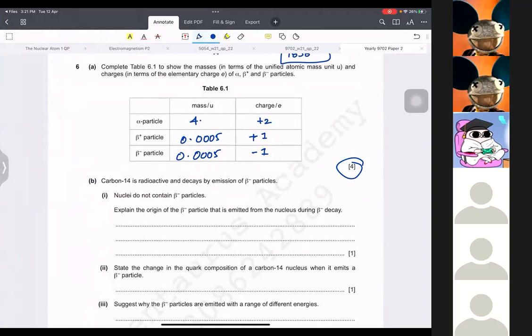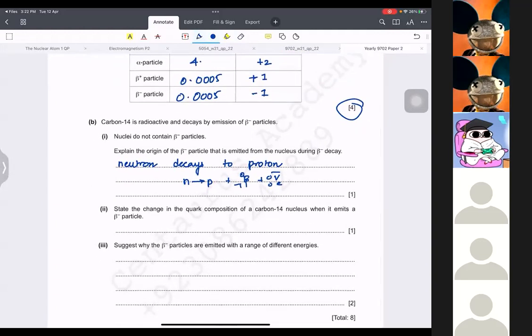So basically the origin is that you need to understand always in beta minus a neutron decays to a proton. Whenever a neutron changes to a proton, it gives you beta minus plus an anti-electron neutrino. Do remember that. Now, state the change in quark composition of carbon-14 in beta minus decay. So, of course, neutron made of down is the prominent one, so down goes to up.